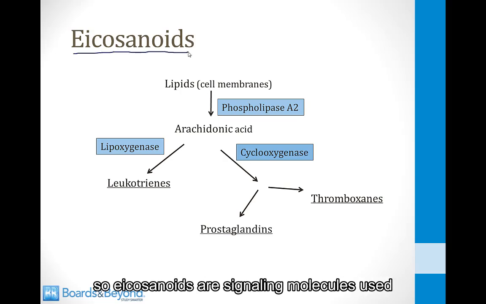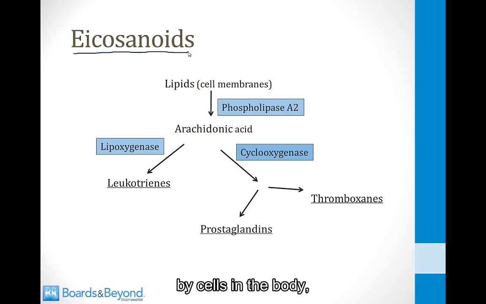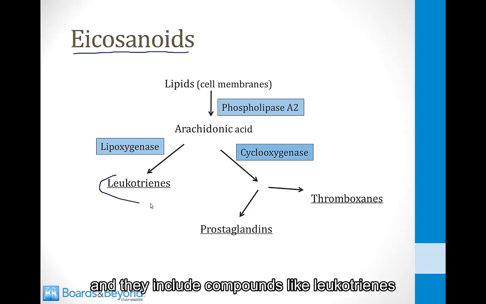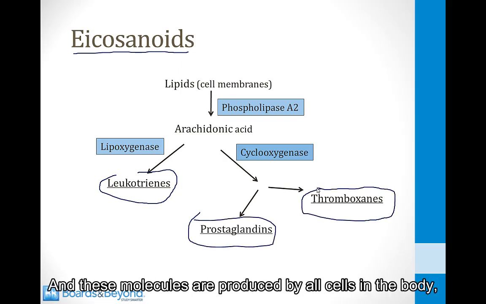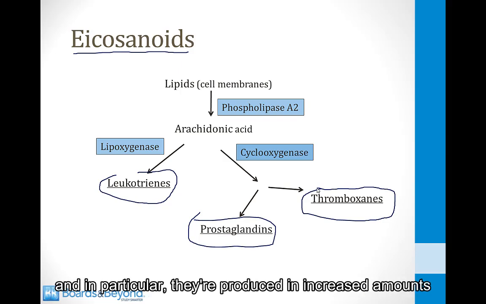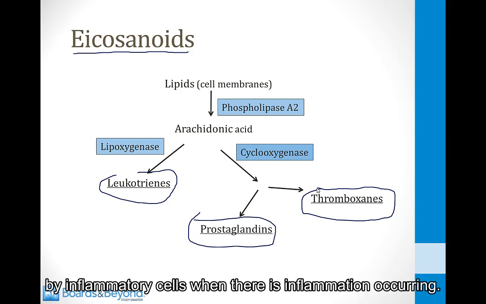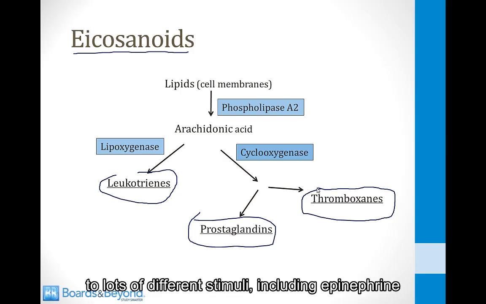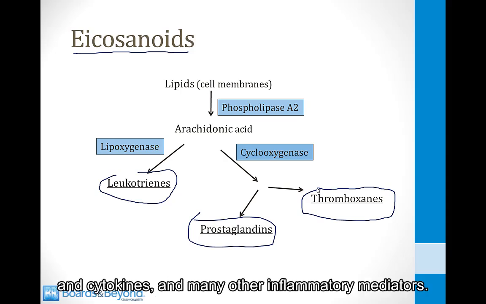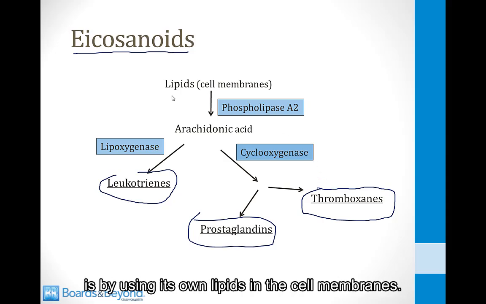So eicosanoids are signaling molecules used by cells in the body, and they include compounds like leukotrienes and prostaglandins and also thromboxanes. And these molecules are produced by all cells in the body, and in particular, they're produced in increased amounts by inflammatory cells when there is inflammation occurring. The body produces these in response to lots of different stimuli, including epinephrine and cytokines and many other inflammatory mediators. The way the body makes these molecules is by using its own lipids in the cell membranes.